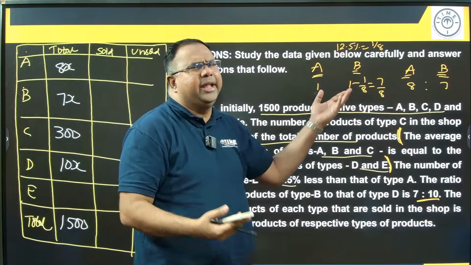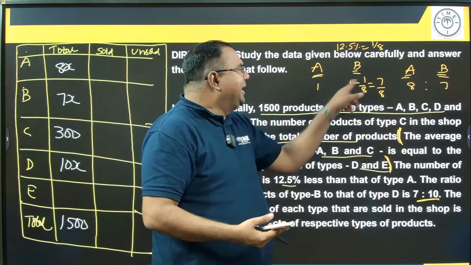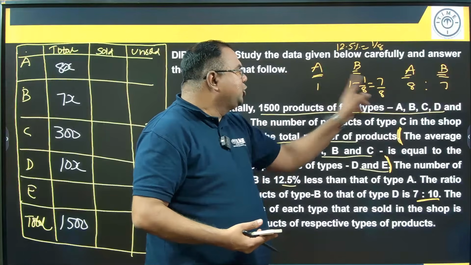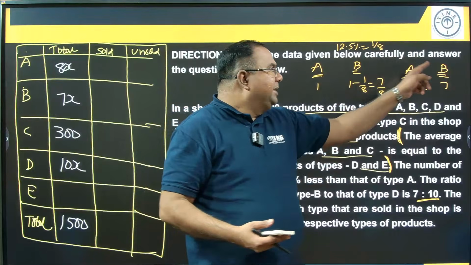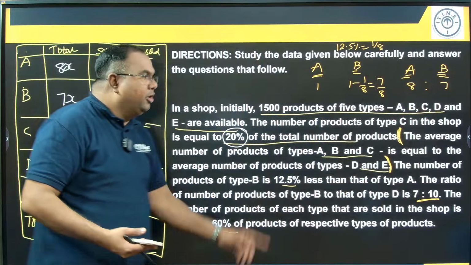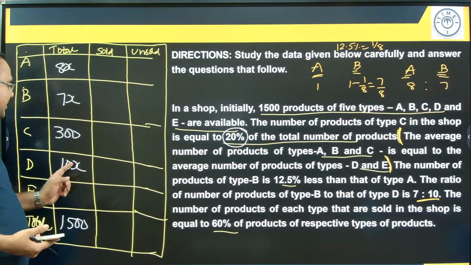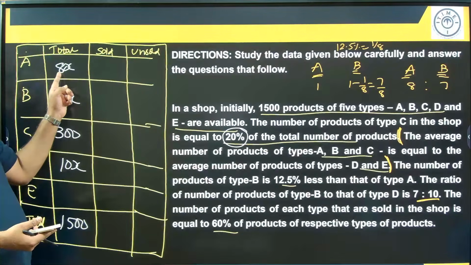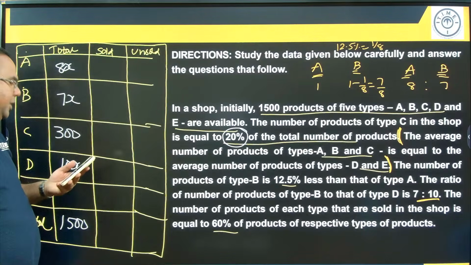If A is 1 or x, whatever you take it, 1 by 8 less. 1 minus 1 by 8, 7 by 8. What is the ratio of these two? 8 is to 7. B 7 parts, A will be 8 parts. We know B is to D, 7 is to 10. So 7x, 10x. B 7 parts, 7x. This is 8 parts, 8x. Right? Now, we got one more information here.